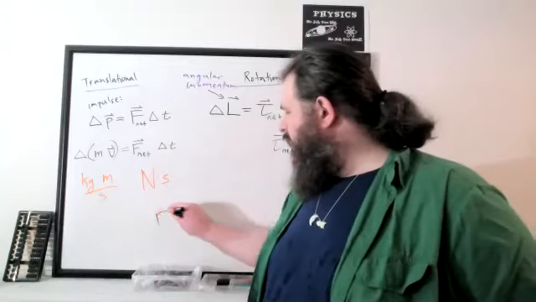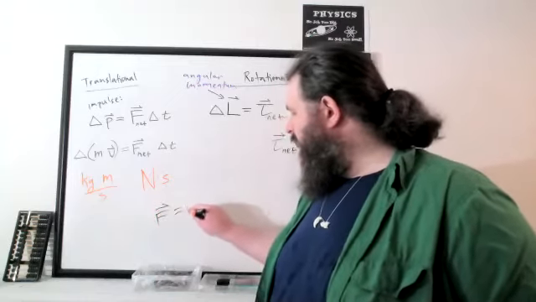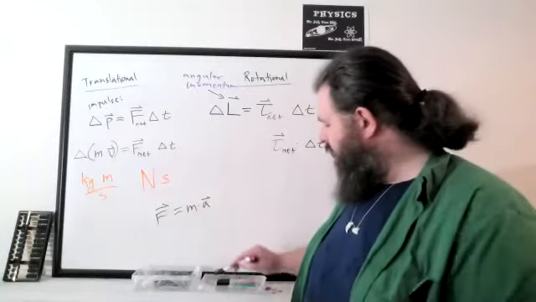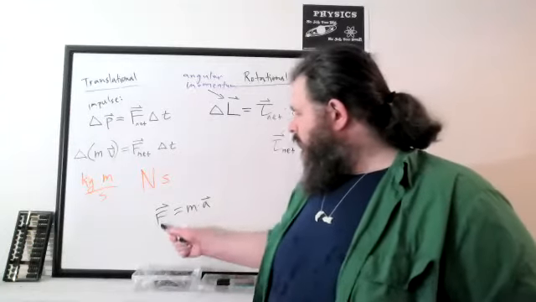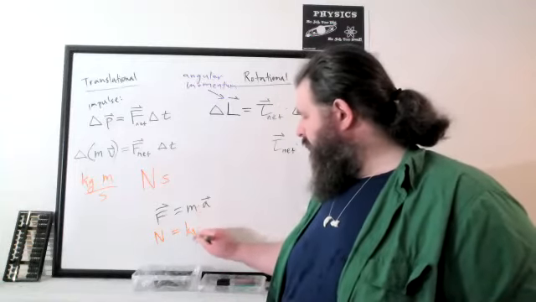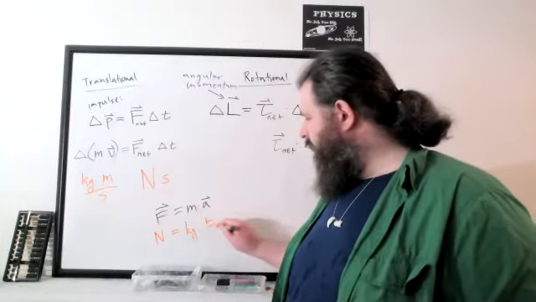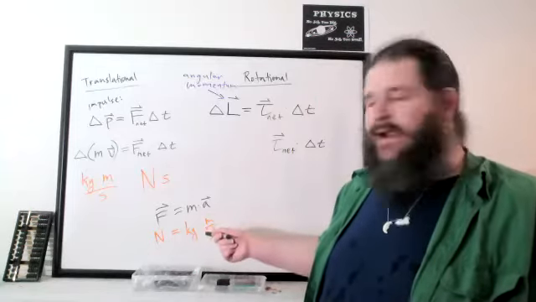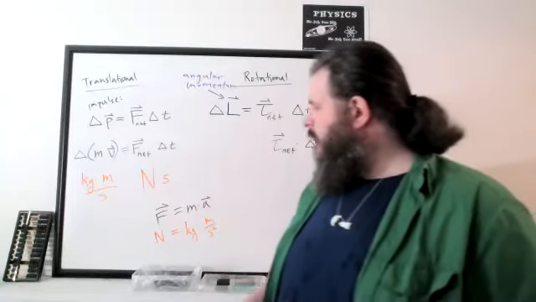And if you forget that, you can always go back to the idea that force is mass times acceleration. Probably the most important equation in the study of motion. Force, newtons, mass, kilograms, acceleration, meters per second squared. So newtons has to be kilograms times meters per second squared in order to make this work.